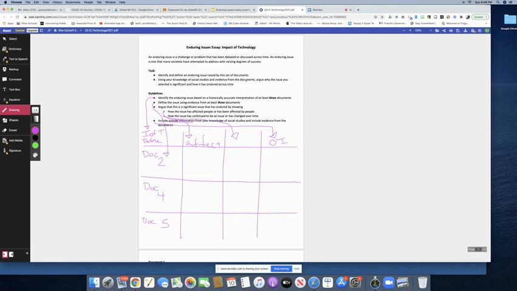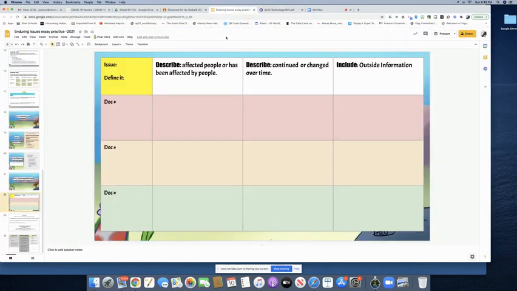So whether you're working in Kami or whether you're working on paper, this is the chart I'd like you to make. And here it is a little bit neater, right? So issue and definition go up in the top left corner, the 3 documents you want to write about, how it affected people, whether it changed over time, and then any outside information, right? So you're going to be working on annotating your 5 documents and then filling out this chart. The expectation is that you do complete these 2 things, right?